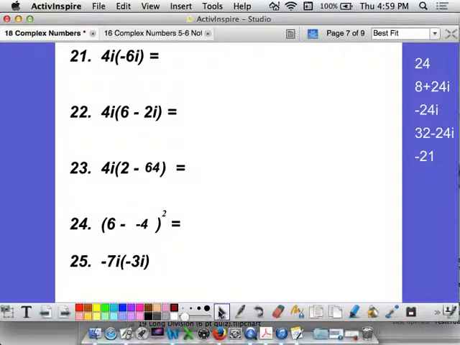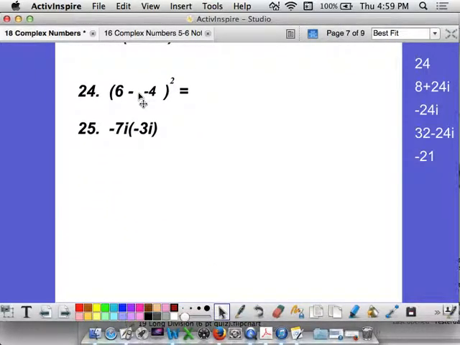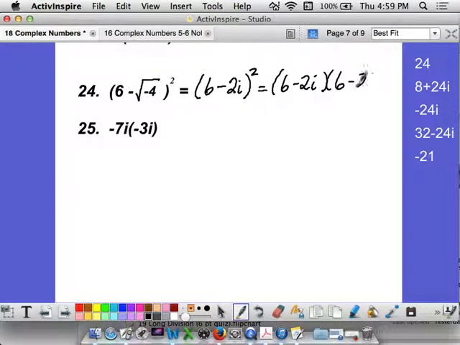Okay, to give us a little more room. Oh, and it took away all of my square roots. Here we go. So number 24, we have this binomial square. So the first thing I'm going to do is write what that binomial is after I take this square root. So I have 6 minus the square root of negative 4, which is 2i, quantity squared. Now, I can write that twice. 6 minus 2i times 6 minus 2i. And then I can FOIL it out.